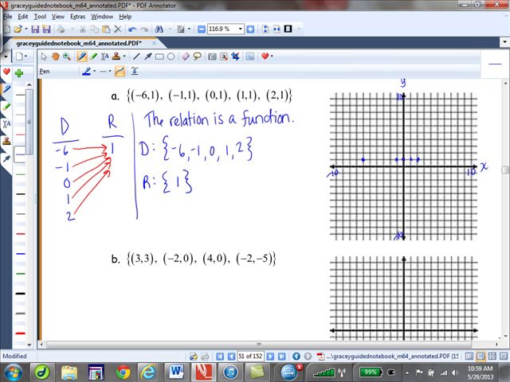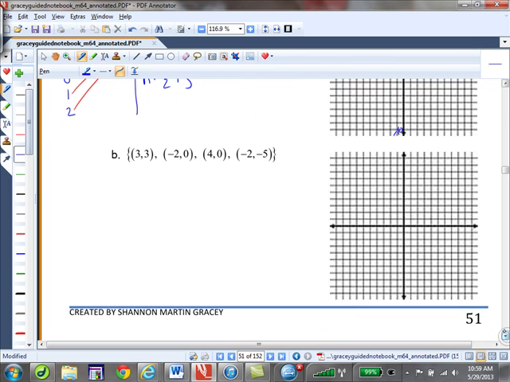All right, let's see how you did. So again, if we make a list of domain and range, let's go from least to greatest. We've got -2 is the smallest domain value. It's repeated. And 3 and 4. And then the range, we have -5, 0 is repeated, so we'll just put it once, and 3.